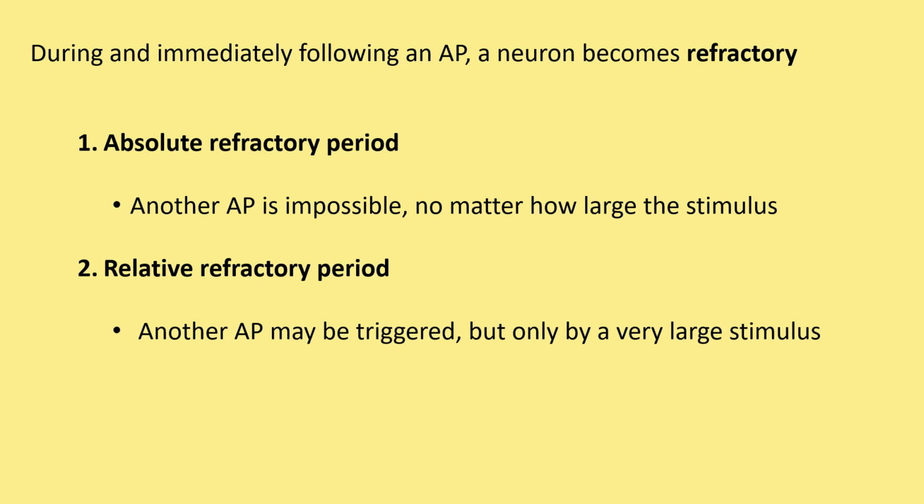Okay, so during the absolute refractory period, another action potential is impossible, no matter how large the stimulus. But during the relative refractory period, an action potential could occur, but it's difficult because we need a very large stimulus to bring that membrane that is currently either repolarizing or hyperpolarizing. We need an extra big stimulus to bring it up to threshold at -55.